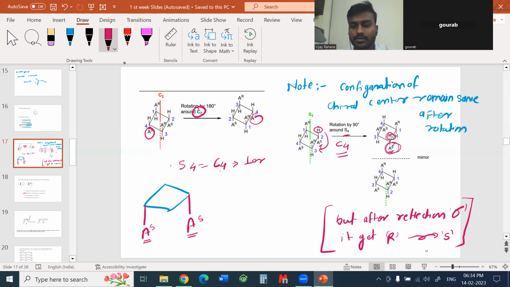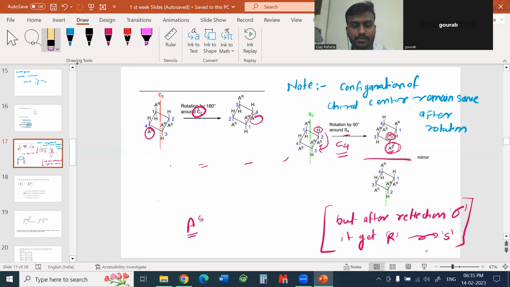First we did the C4 rotation, and then we need to take a mirror plane. When you take the mirror plane, we need to pass a mirror plane which is perpendicular to this axis. So the axis of rotation is in this direction, right? So the mirror plane will be perpendicular to this, right?